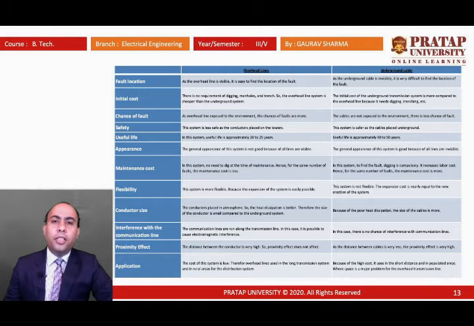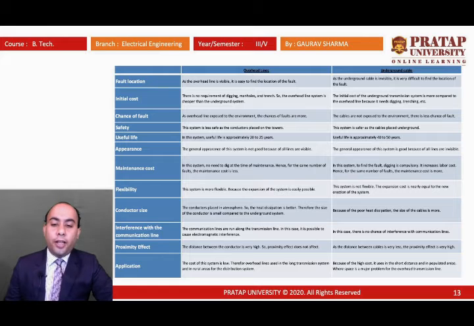When we talk about the interference to the communication lines, they run along the transmission line in case of overhead line. So in this case, it is possible to cause electromagnetic interference with the communication line. In case of underground cables, there is no chance of interference with communication lines.